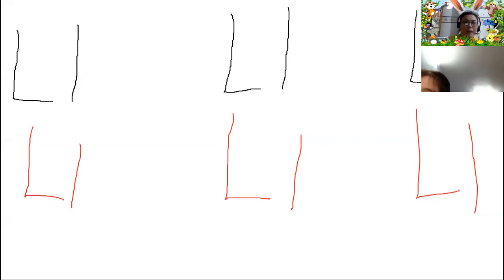Okay, Bong. Let's practice writing letter M. Okay, letter M. Okay, Bong, we are going to write a straight line, straight line over here. Okay, and then another straight line. Okay?